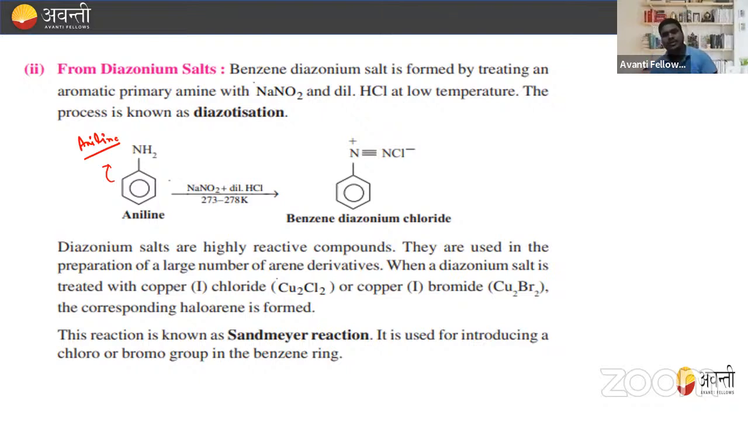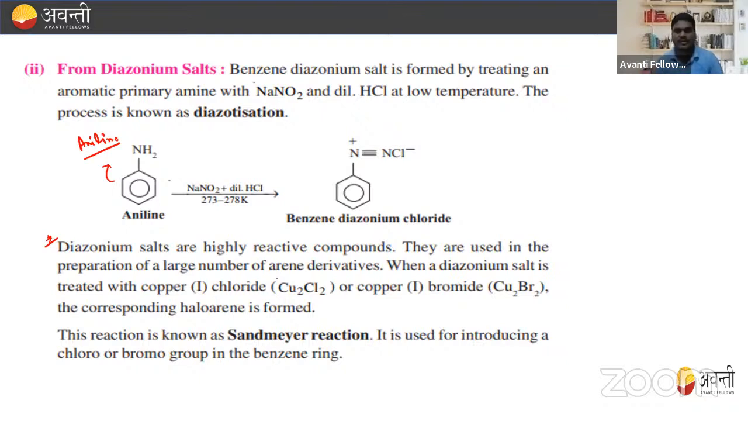Now, diazonium salts are highly reactive compounds and therefore they are used in the preparation of a large number of arene derivatives. So remember this, diazonium salts are very reactive compounds. Whenever a diazonium salt is treated with copper(I) chloride, that is Cu2Cl2, or copper(I) bromide, Cu2Br2, the corresponding haloarene is formed.